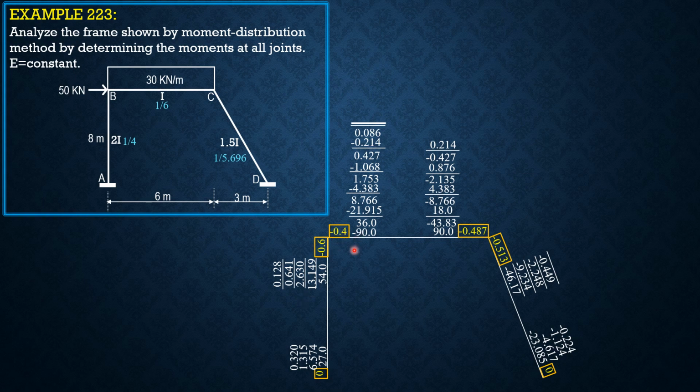So let's lock it finally. So 0.128, then finally. That's a small moment compared to the initial moments of 90. 0.214 times negative 0.487, negative 0.104, final. Then 0.214 times negative 0.513, negative 0.110, final. Then half of 0.128, 0.064, then finally. Half of negative 0.110, negative 0.055, finally.